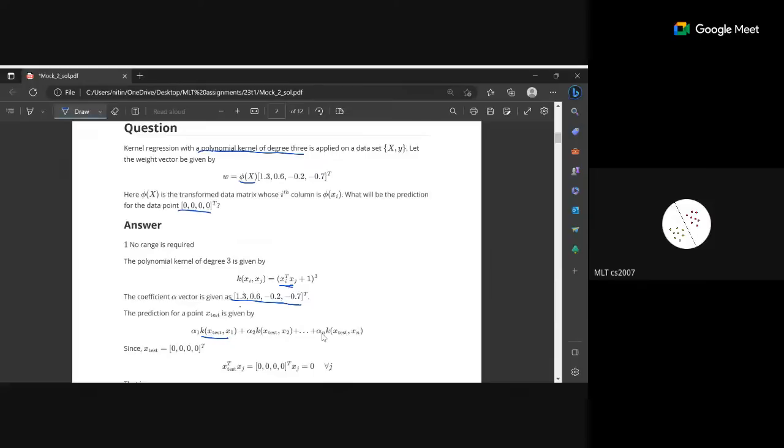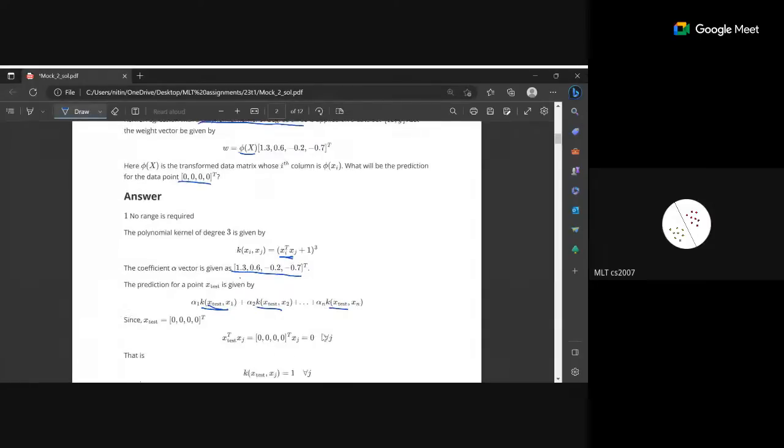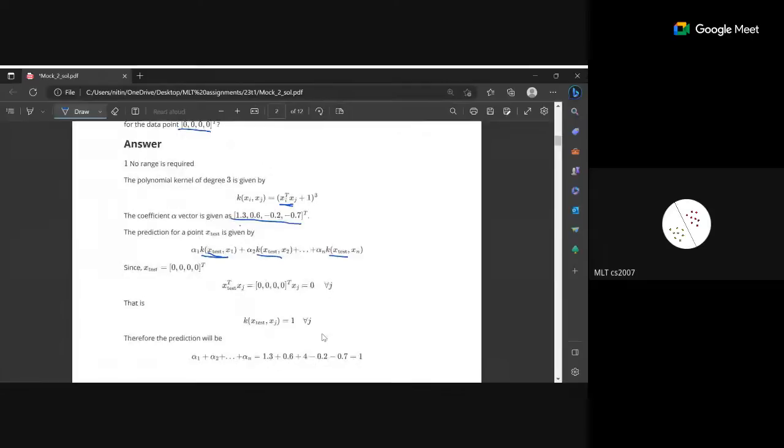So your kernel function values for all these must be one, and this is one for all the data points. Therefore your prediction now becomes alpha 1 plus alpha 2 up to alpha 4. So your prediction is, with these alpha values, 1.3 plus 0.6 minus 0.2 minus 0.7, and that is one. So your answer should be one.